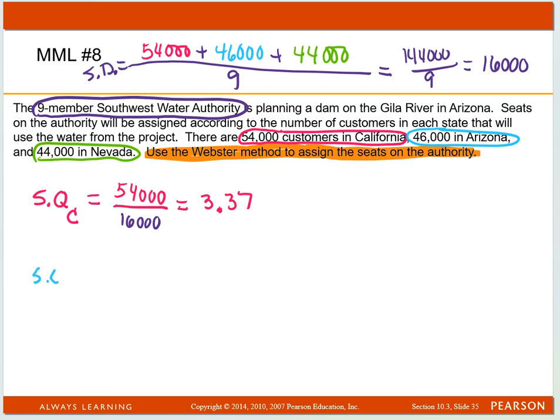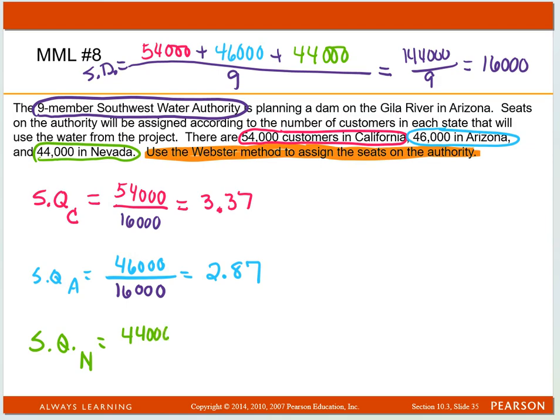The standard quota for Arizona would be 46,000 divided by 16,000. Taking that out 2 places, I got 2.87. And then let's do Nevada. The standard quota for Nevada would be their population of 44,000 divided by the standard divisor. Out 2 places on that, I got 2.75.